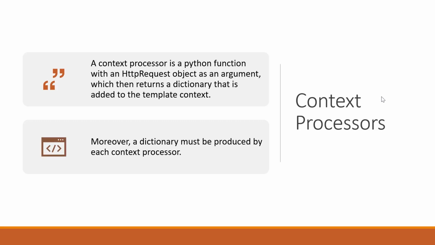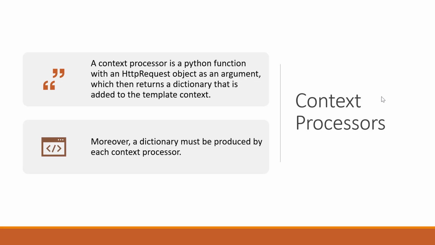A context processor in Django is simply a Python function with an HTTP request object as an argument, which then returns a dictionary that is added to the template context, and a dictionary must be produced by each context processor. Now a custom context processor may be located anywhere in your code base as long as the context processor engine's parameter points to it. So let us understand how we can use these custom context processors with the help of an example.